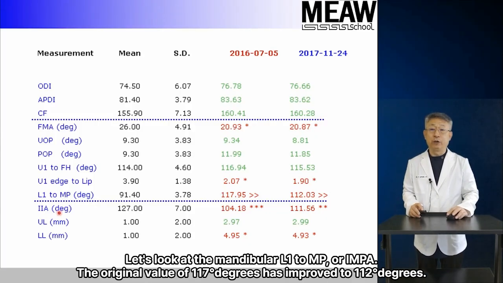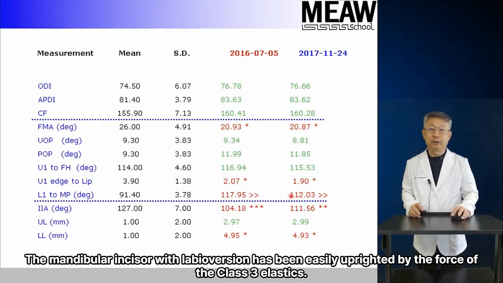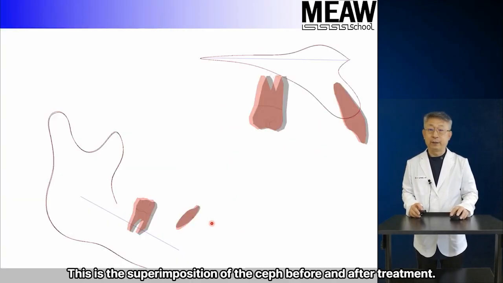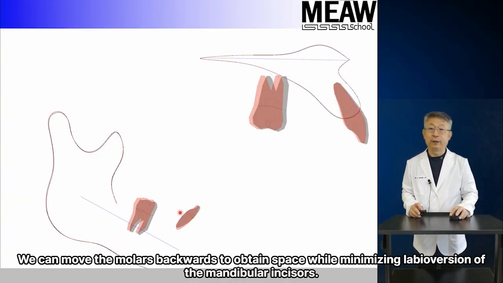Let's look at the mandibular L1 to MP, or IMPA. The original value of 117 degrees has improved to 112 degrees. The mandibular incisor with labioversion has been easily uprighted by the force of the class 3 elastics. This is the superimposition of the CEF before and after treatment. We can move the molars backwards to obtain space while minimizing labioversion of the mandibular incisors.